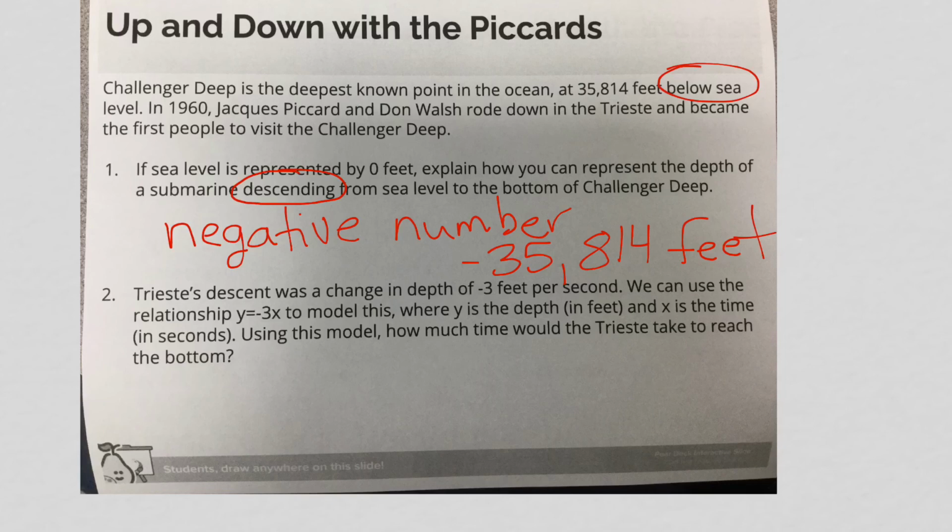Trieste's descent was a change in depth of -3 feet per second. We can use the relationship y equals -3 times x to model this, where y is the depth in feet and x is the time in seconds. Using this model, how much time would the Trieste take to reach the bottom? So we know that it's negative 35,814 feet.